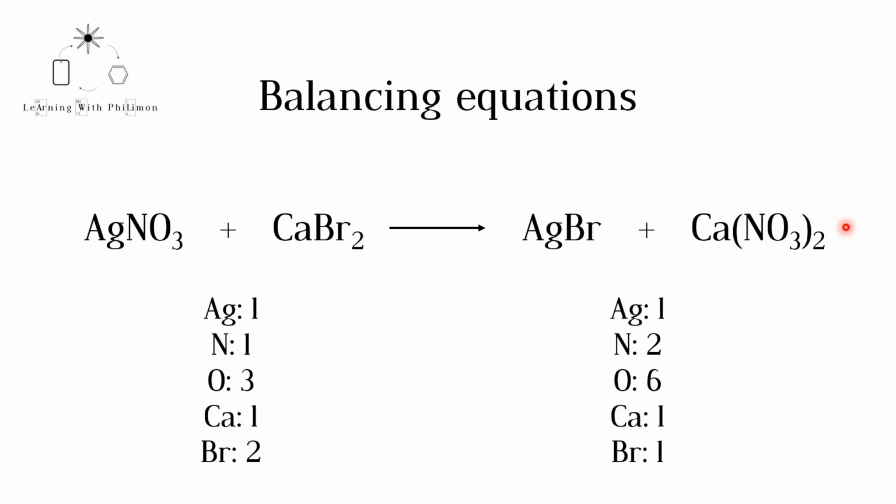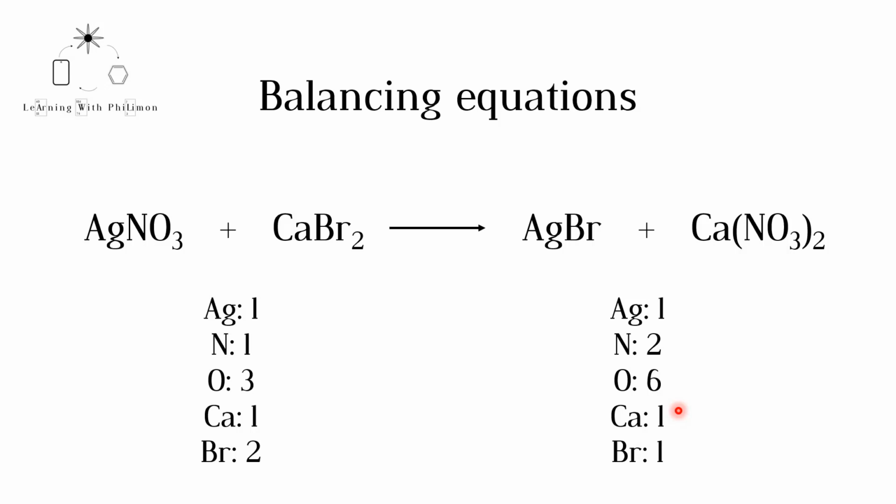Now let's have a look at a slightly more complicated example without diagrams to help us. The number of atoms of each element on each side is written. Whenever you have parentheses around part of a chemical formula, the subscript applies to all the elements within the parentheses. We have 2 times 1 nitrogen atoms, 2 nitrogen atoms, and 3 times 2, 6 oxygen atoms on the right-hand side. Note that the subscript does not apply to calcium, Ca, so you only have 1.